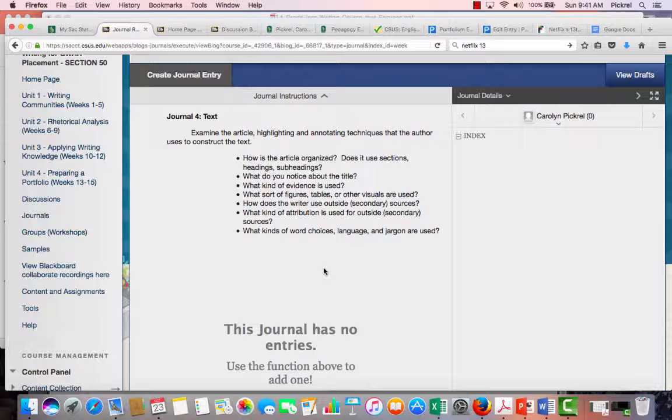Okay, so for this next week, journal number 4 may take a little bit more work than some of the previous journals that we've been working with. Let me know if you have any questions. And again, I would recommend highlighting and annotating the article first and then writing up your journal so that you can include the examples.